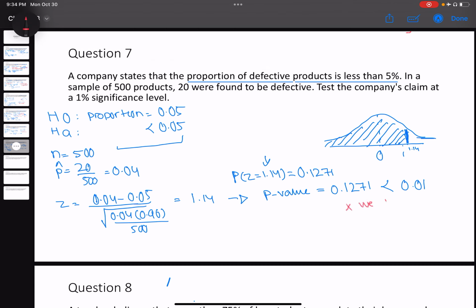Therefore, we fail to reject the null hypothesis. Therefore, we can support the alternative hypothesis, where less than 5% of products happen to be defective.